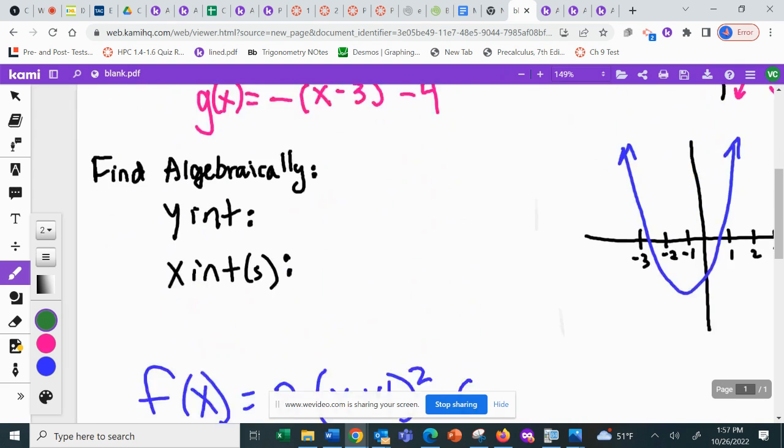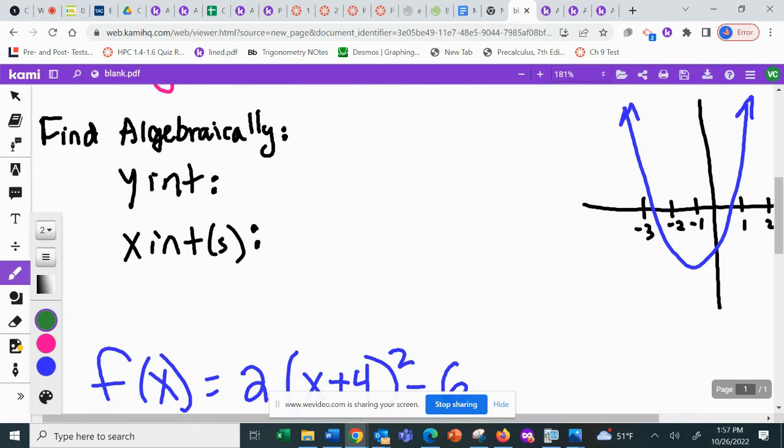So to find the y-intercept algebraically, so not looking at the graph, to find the y-intercept, what do we plug in? 0 where?